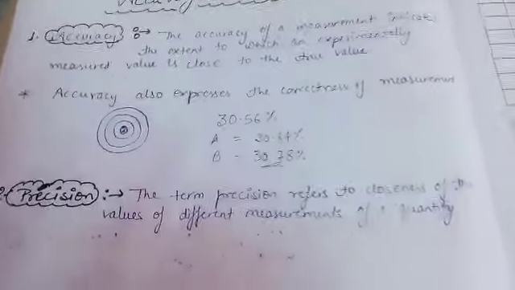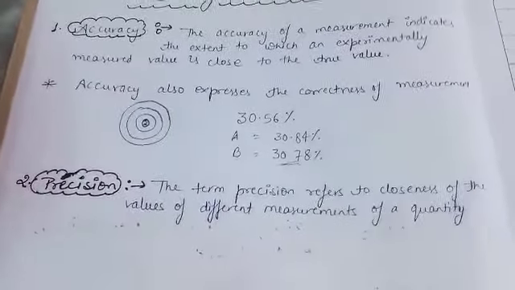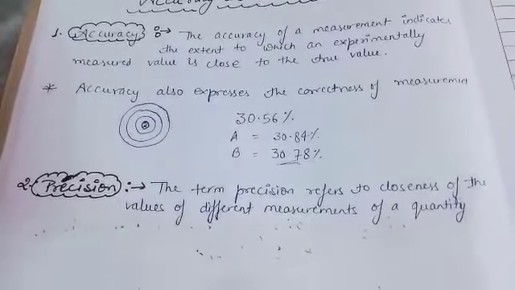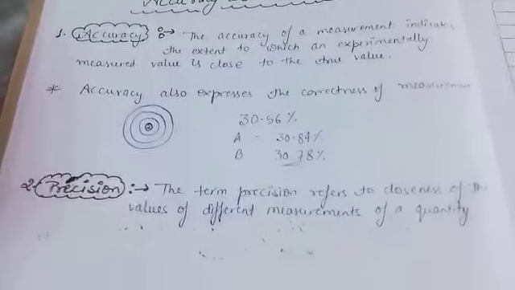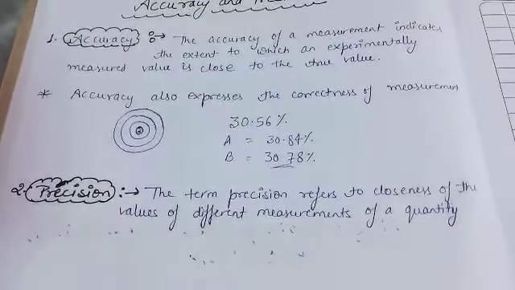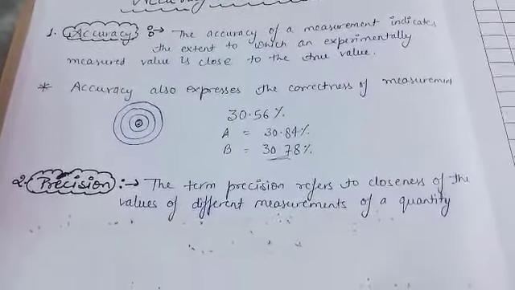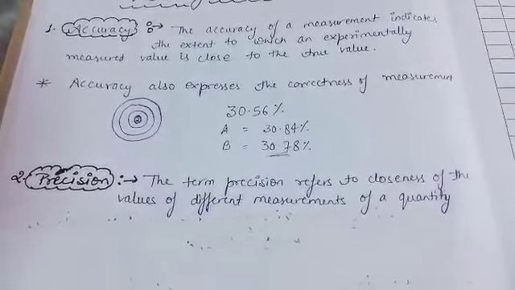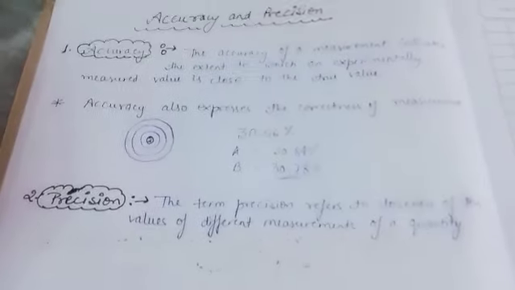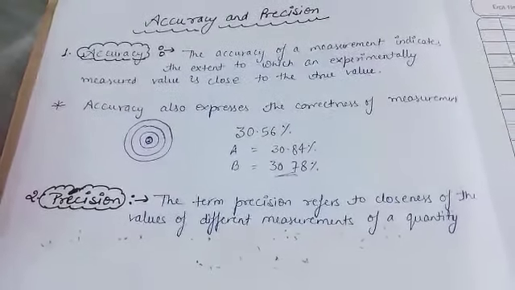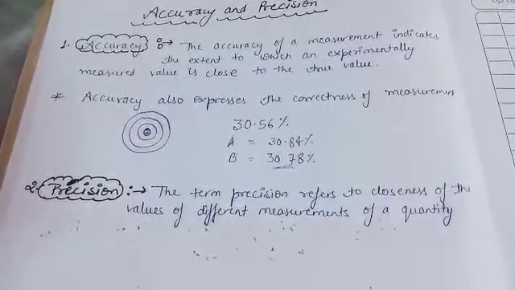Now the second term we will use is precision. In the case of precision, the term precision refers to the closeness of the values of different measurements of a quantity. It is not necessarily always accurate. If there is accuracy, then only precision is there, because there is a difference. So precision refers to the closeness of the values of different measurements of a quantity.